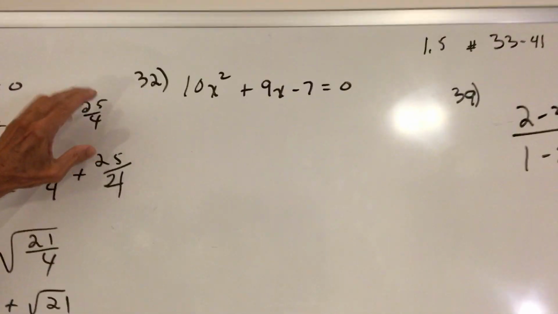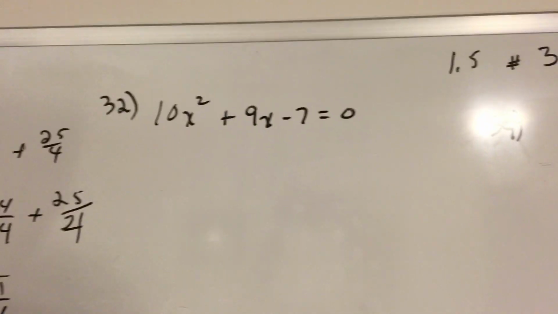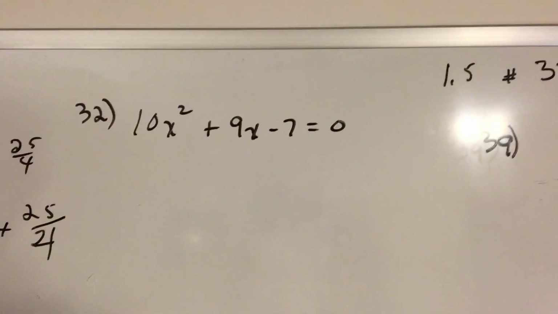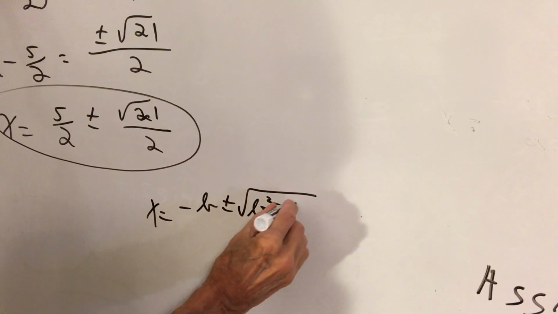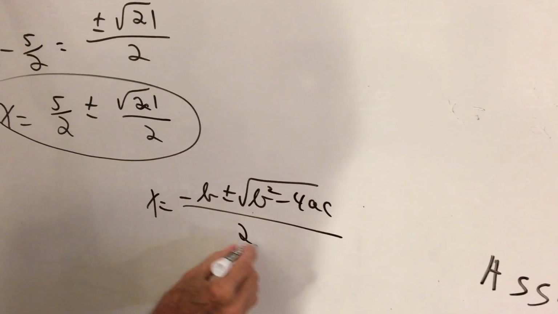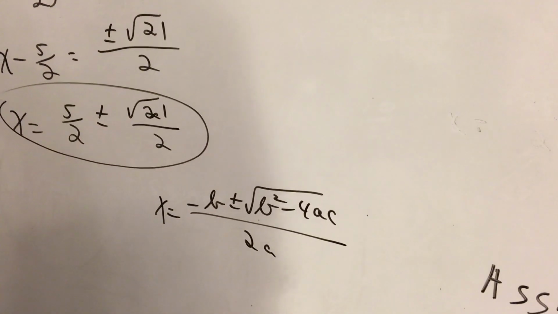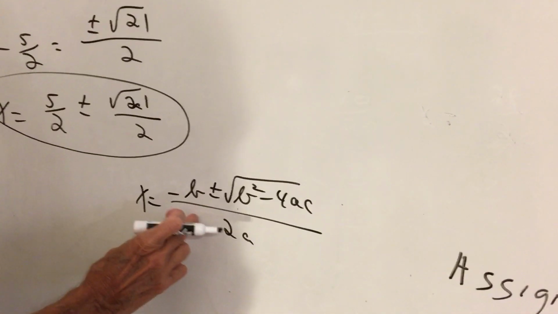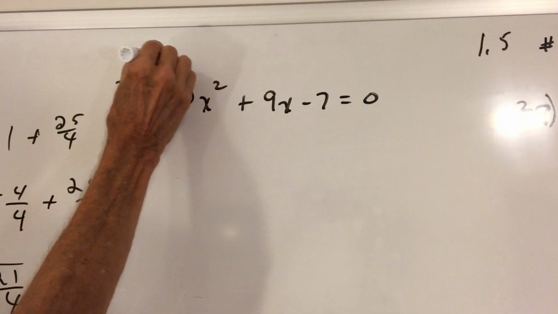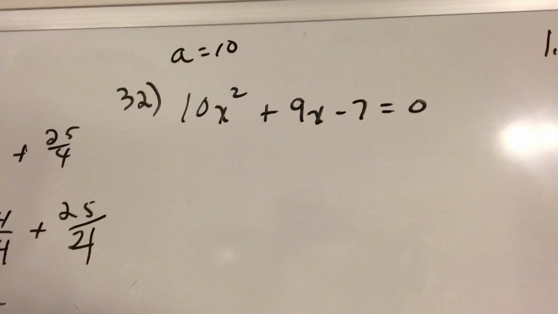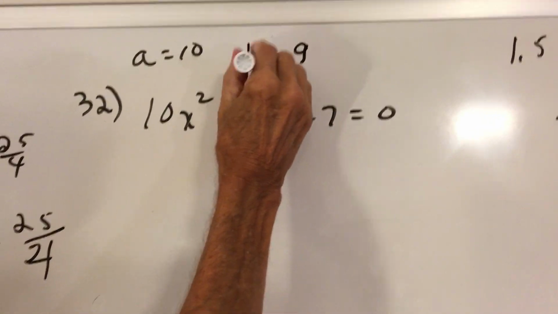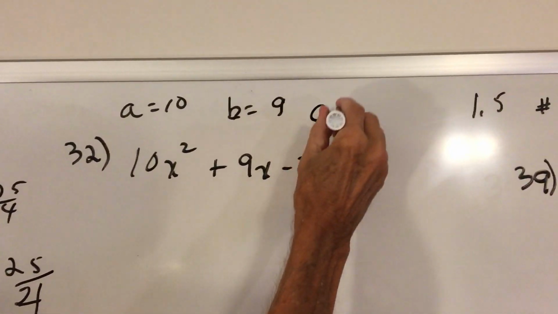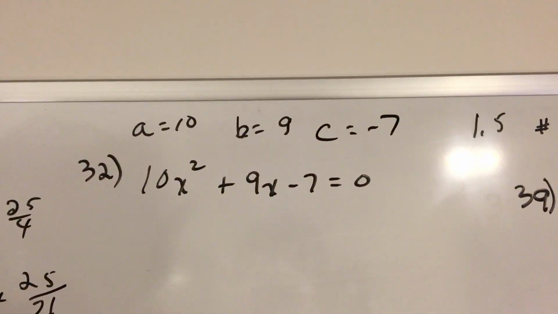Problem 32 was to be done by the quadratic formula. Quadratic formula says x is negative b plus or minus square root of b squared minus 4ac over 2a. So what are these a, b, and c? Well, a is the number in front of the x squared. So a is 10. B, the number in front of x, is 9. And c, the number by itself, is negative 7.